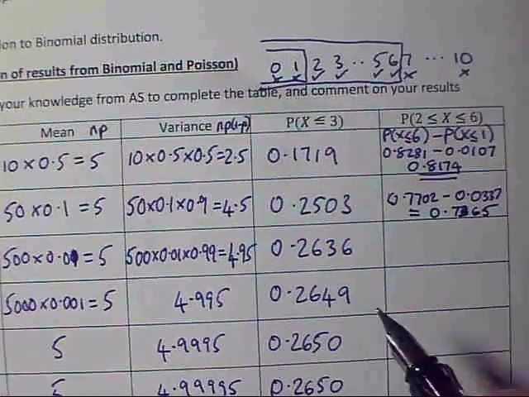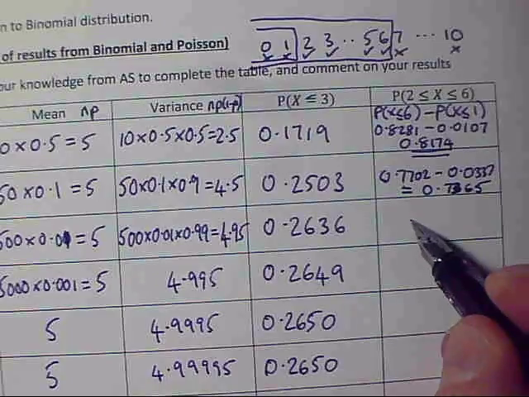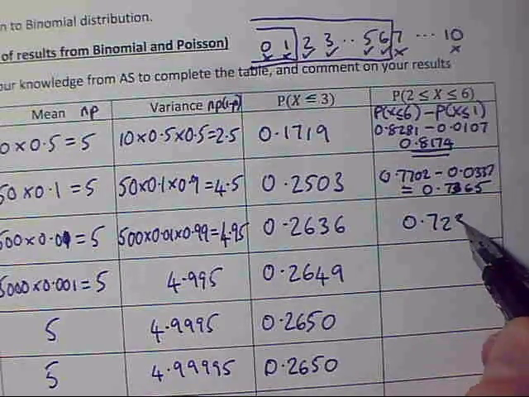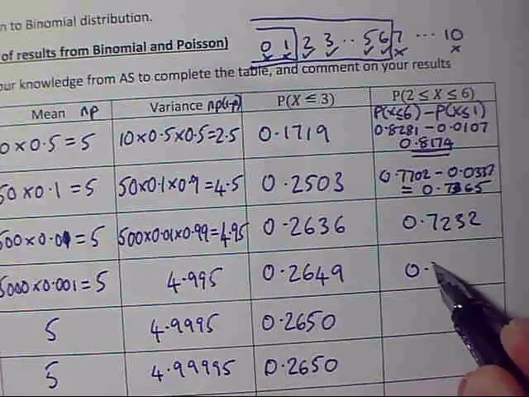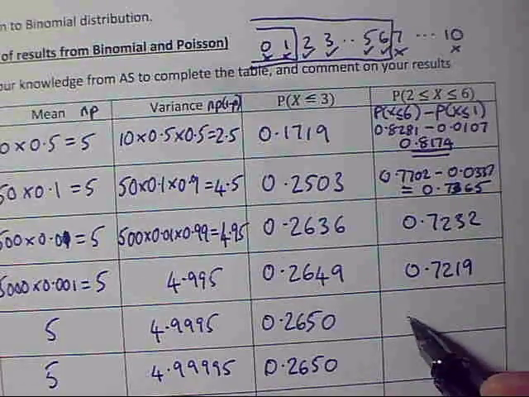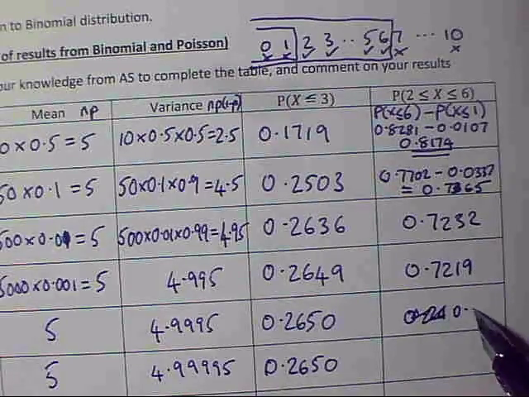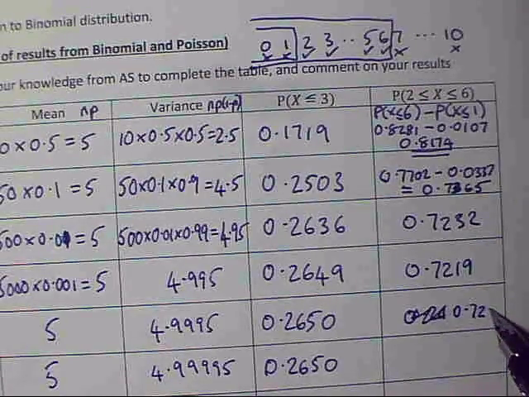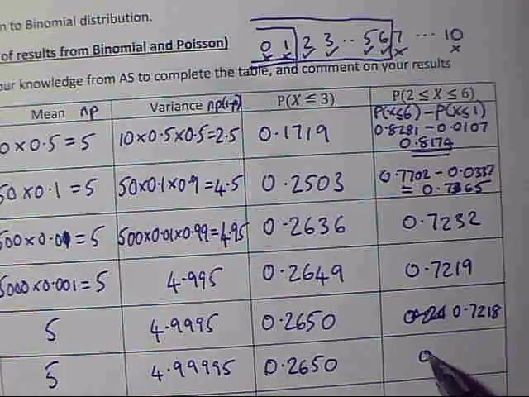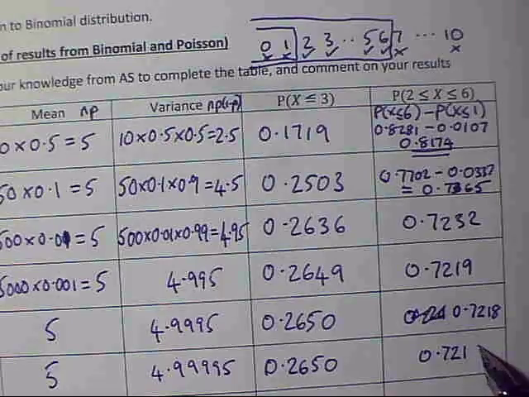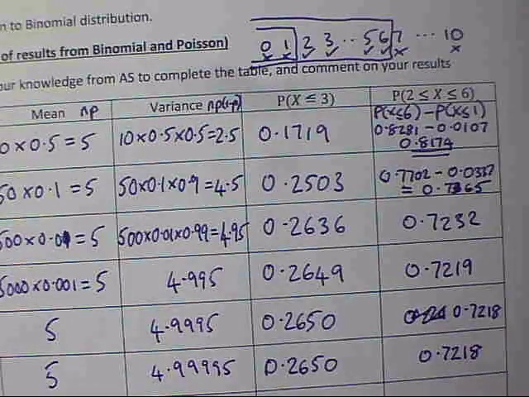Well, I've actually cheated and done this on Excel, so the next one turns out to be 0.7232, and then 0.7219, and 0.7218, and 0.72175, which also rounds to 0.7218, and we can see we're getting the same kind of convergence here.